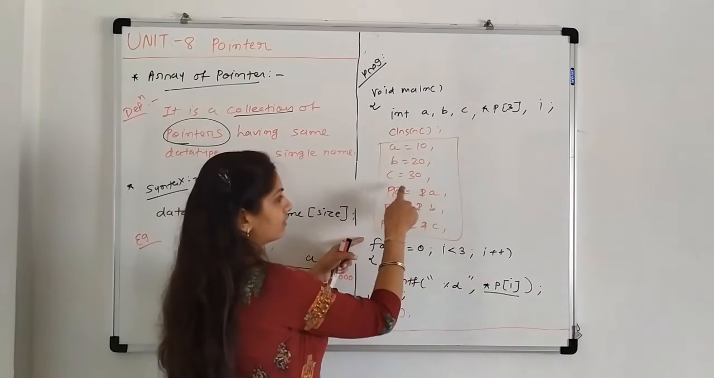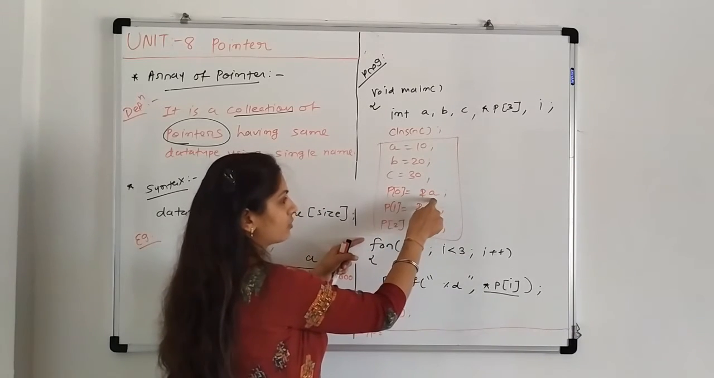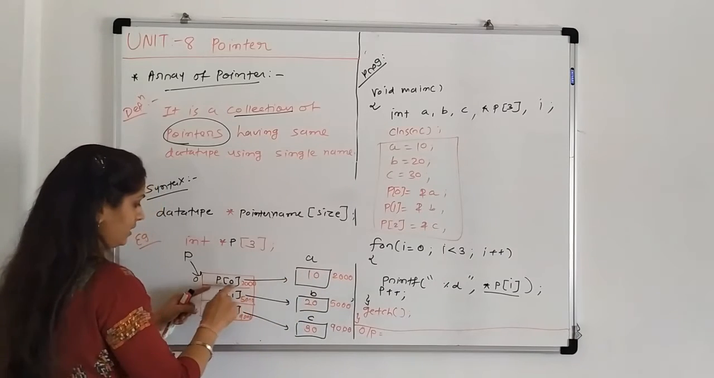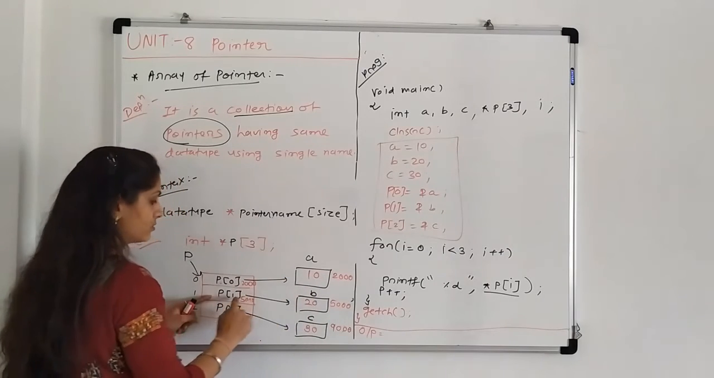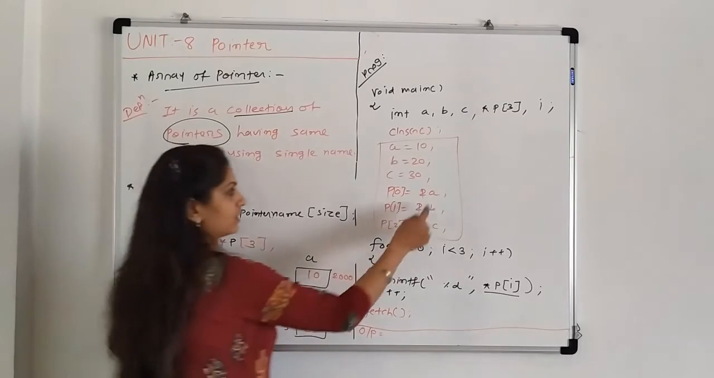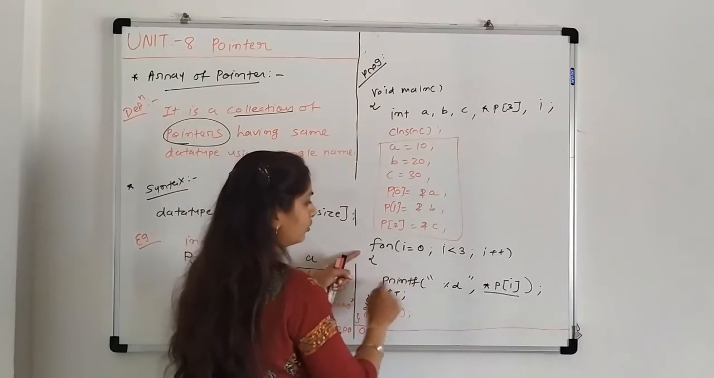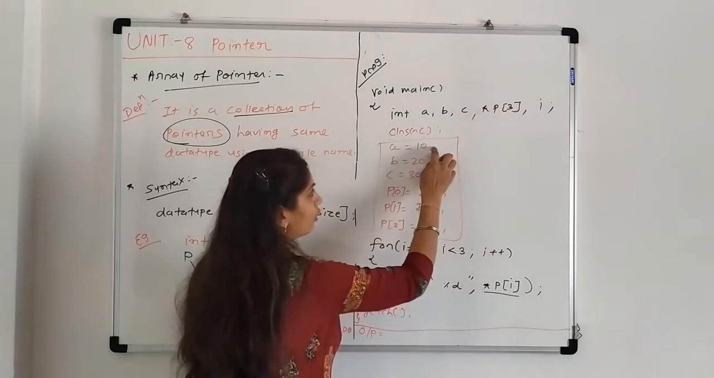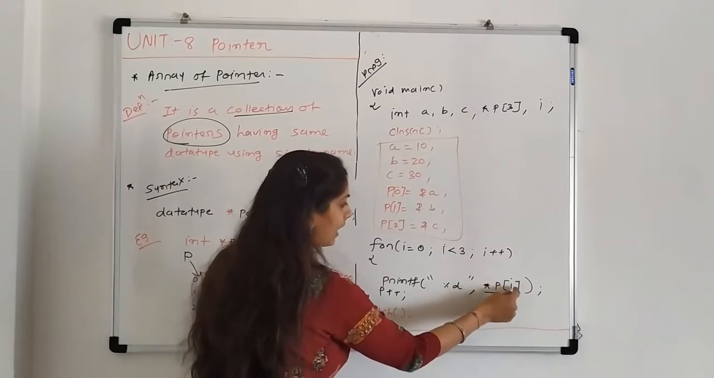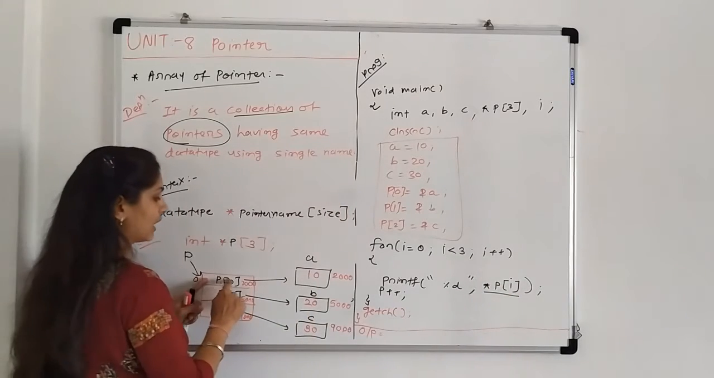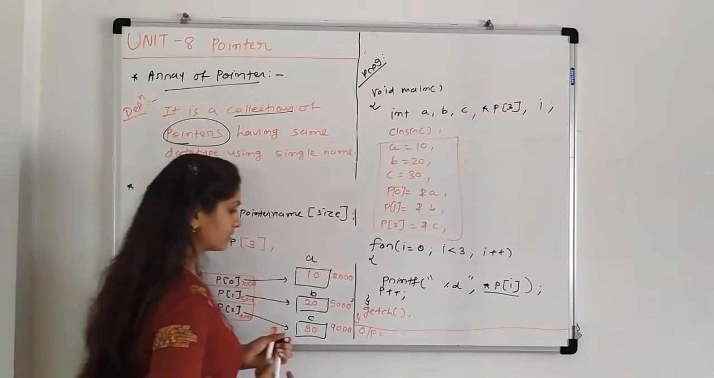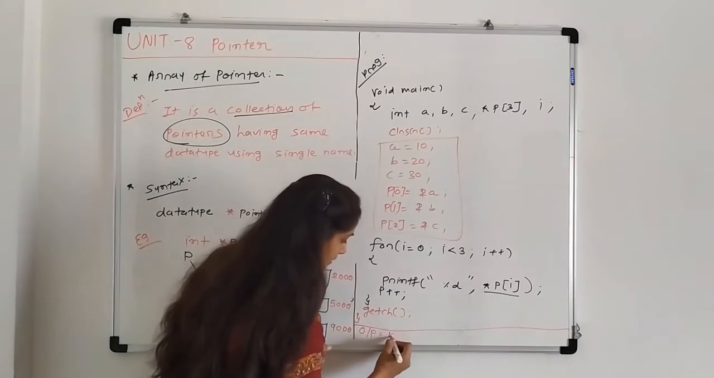Now after writing this, P0 equals address of A. P0 points to A, so address of A. P1 points to B, address of B. P2 points to C, address of C. That is this. And in the for loop we are printing the value of A using the pointer. So star P of I, that is P0, 2000, and star indicates value, that is 10. So the first answer is 10.